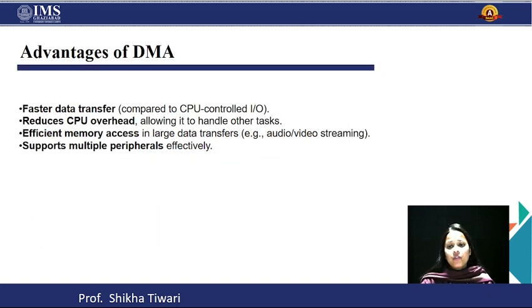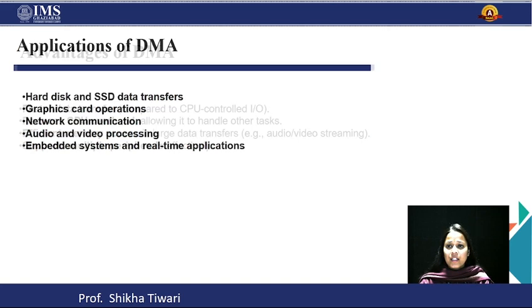Support multiple peripherals effectively. So I hope you all understand what are peripherals. Let me redefine it. Peripherals are all the devices that are connected with the processor, like all the input and output devices, or the peripheral devices, or we can say. So these are the advantages of DMA.